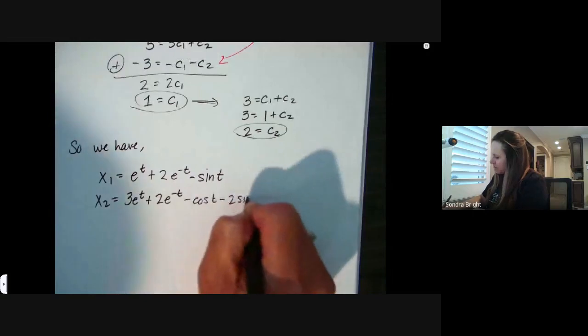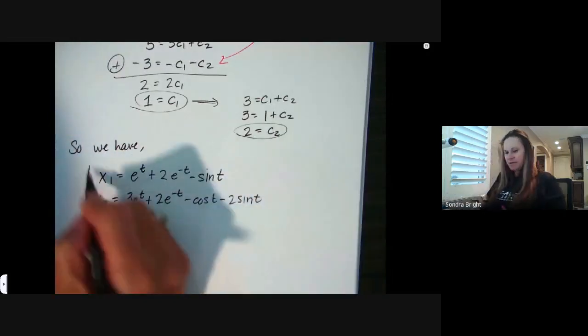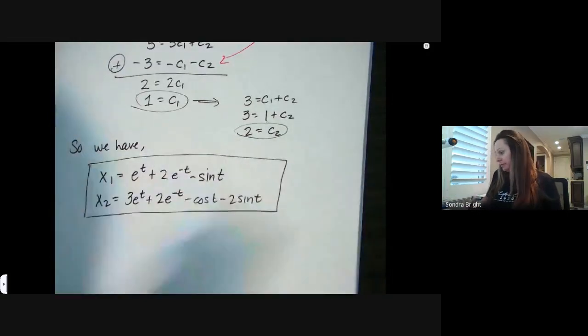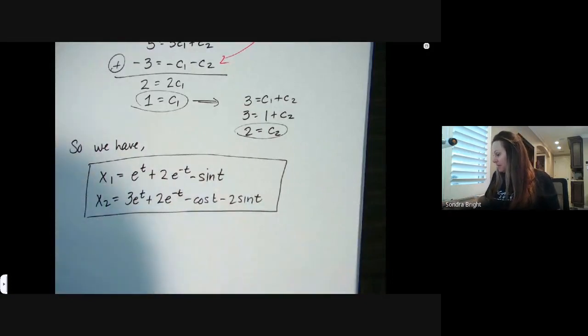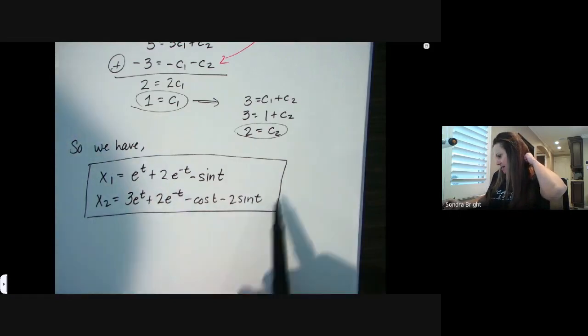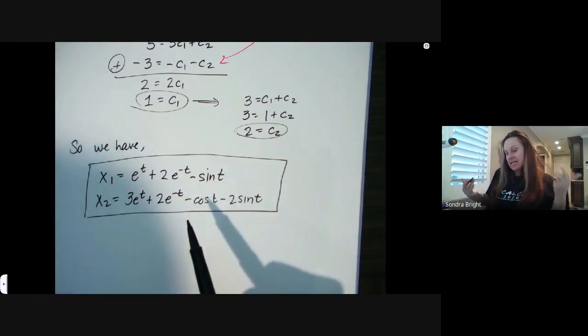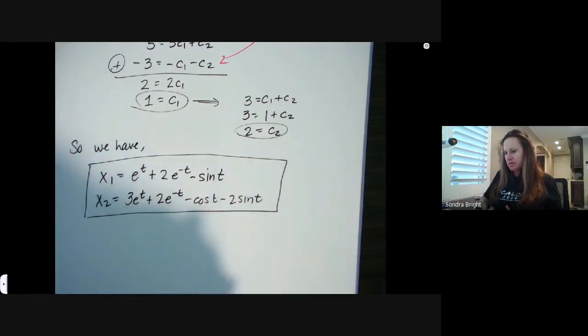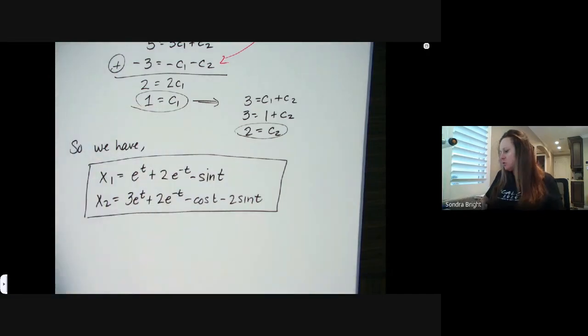There you go, solved that system. If you were to actually go and plug it in, like take the first derivative of x1 and the first derivative of x2, it would end up equaling, it's got to satisfy both of those equations, right? Because that's what it means to be a system.